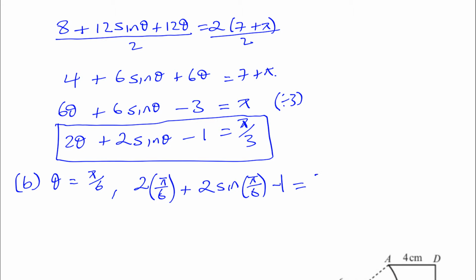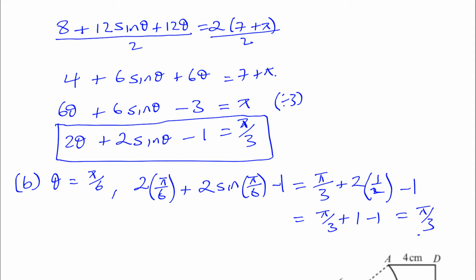Now what does that give you? That gives you pi over 3 plus 2 times, now the sine of pi over 6 is the sine of 30, which is a half. So 2 times a half, and you're going to have minus 1. So that gives you pi over 3 plus 1 minus 1, which is pi over 3. So we can say therefore theta is equal to pi over 6. Okay?